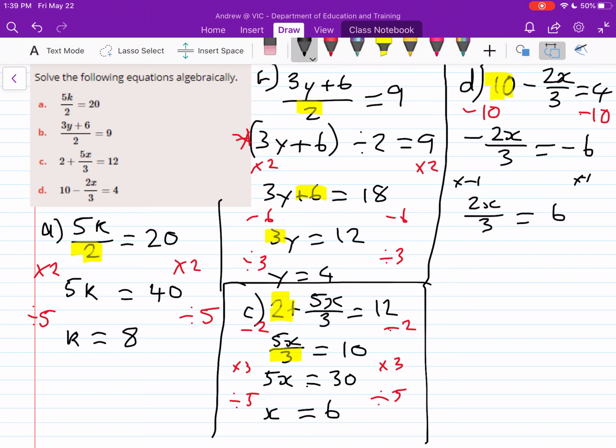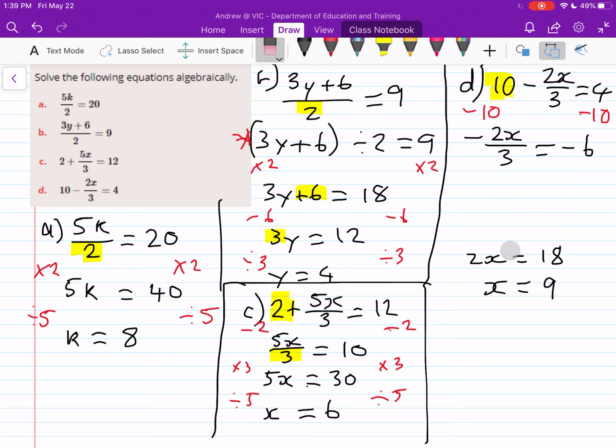So you would multiply both sides by 3 and then divide by 2. So there would be x equals 9. I'm just going to show you that you can do this, and I'm also going to show you a different way of doing it. Just remember x is equal to 9 if we do it that way, just to prove that you can do it both ways and it doesn't matter.